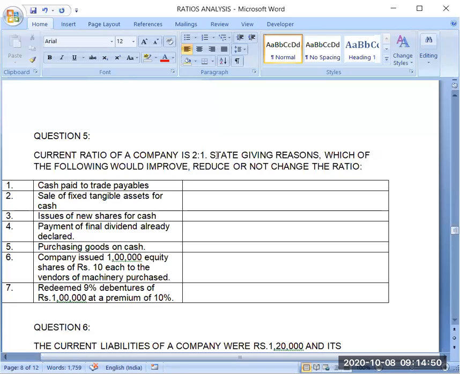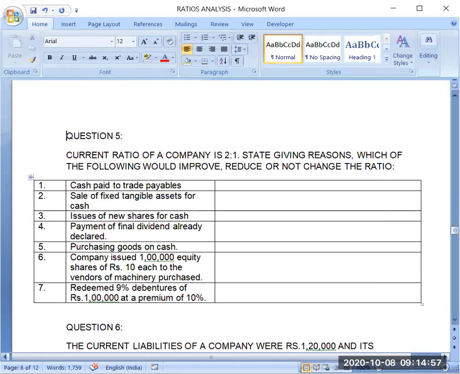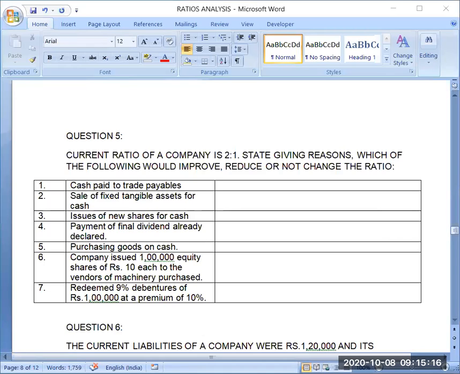Then the second type of question was that working capital information is given, and with the help of that information, first you were calculating current assets and current liabilities, and then you were calculating the current ratio. Now sometimes you get such a type of question, which is on your screen now, that you have to decide whether due to this transaction, your current ratio will improve, means increase, or it will decrease, or there will be no change in the current ratio.